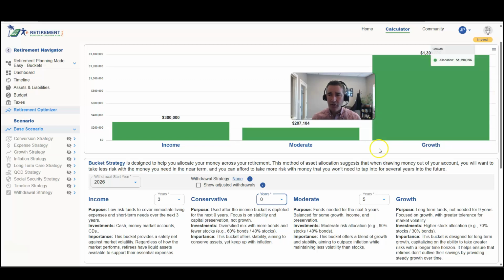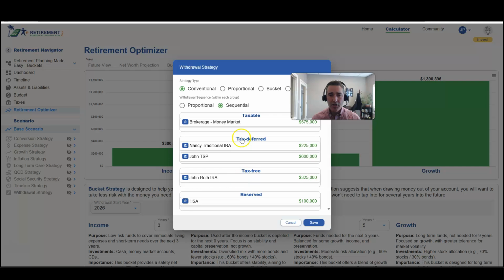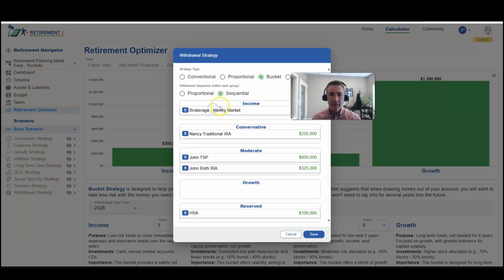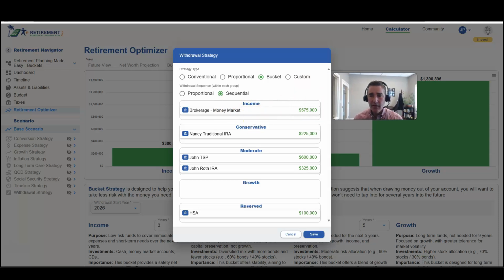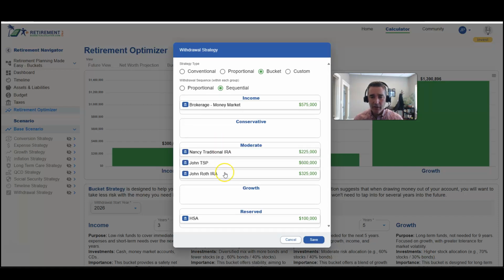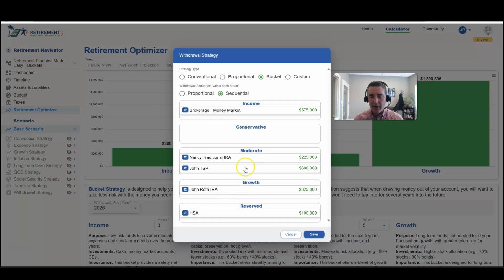So the first thing that the bucket strategy does is it shows us how much money we need in each bucket. Now, if we choose the withdrawal strategy and come over to buckets, we say that we have $575,000 in that income bucket, the money market account. We're not going to need her IRA until down here, and John's Roth IRA can be allocated towards the growth bucket. The reserve bucket means these are assets that we're not going to spend until we have a medical expense, because this is our HSA bucket.